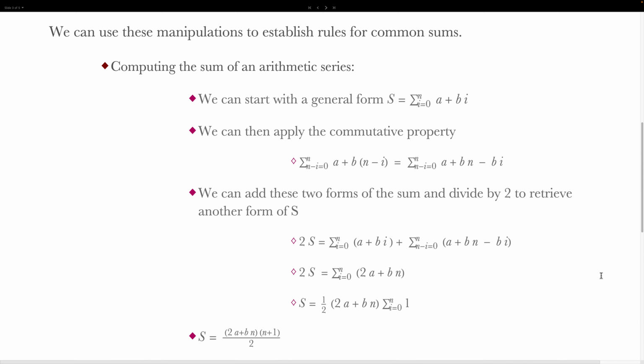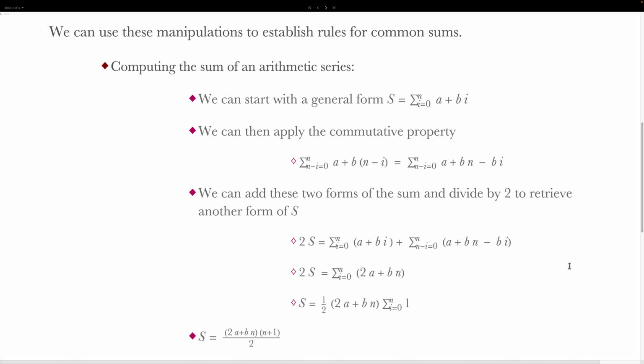For example, when computing the sum of an infinite series, we can start with the general form S is equal to the sum from i equals 0 to i equals n of a plus bi. Then we can apply the commutative property, changing our index to n minus i. We can then add those two forms of the same sum and then divide by 2 to retrieve another form of that sum. This process will retrieve for us S is equal to 1 over 2 times the sum from i equals 0 to i equals n of 2a plus bn, which we can then simplify to S is equal to 2a plus bn times n plus 1 divided by 2.